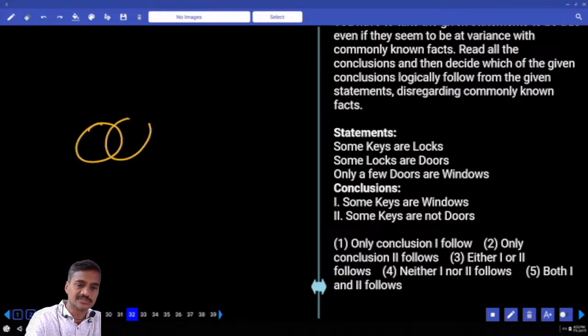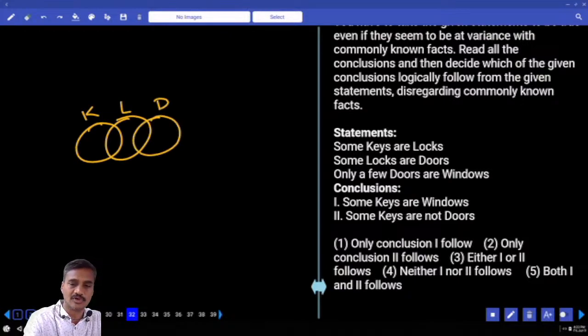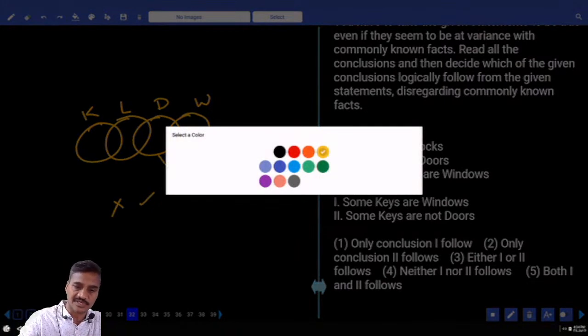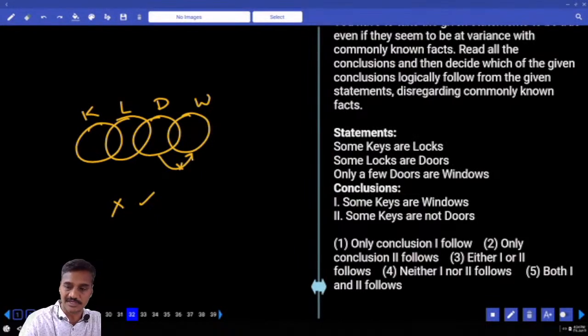Now these are the keys that are locks, and some locks are doors, and only a few doors are windows. Only some doors are windows, but not all. And some keys are windows, that is false. Some keys are not doors, definitely true. To make this one false, I need to prove all keys are doors. All keys are doors means this entire set is in doors. Can I draw keys like this or not? Yes. Alternate diagram to the previous conclusion, false.